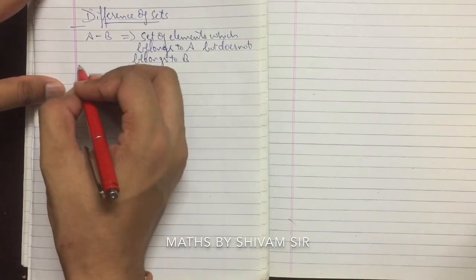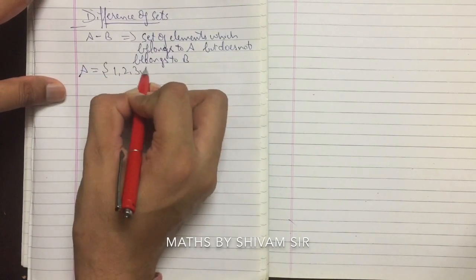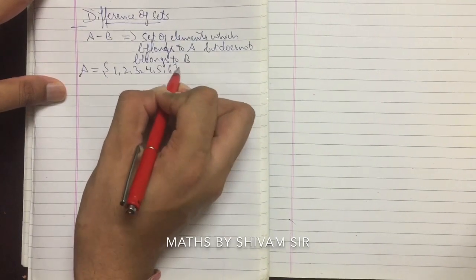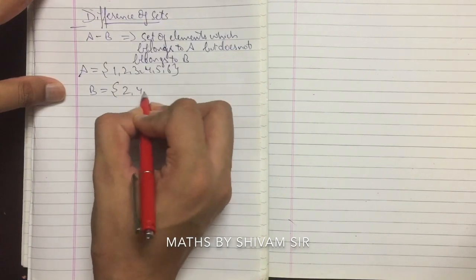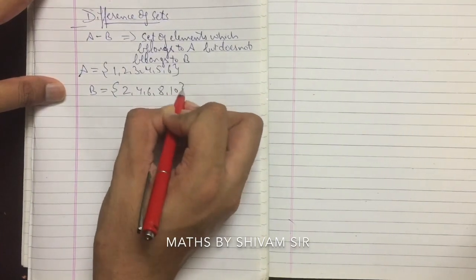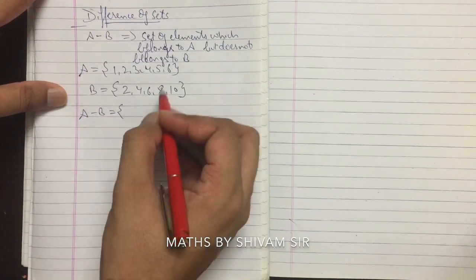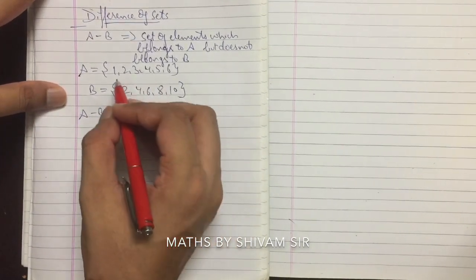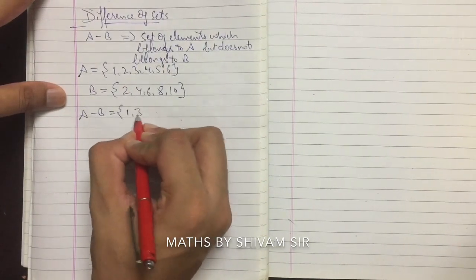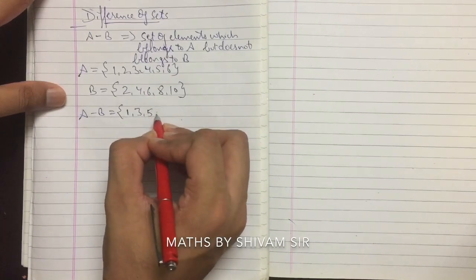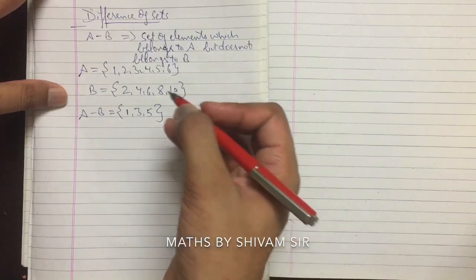Let's say, for example, A is a set having elements 1, 2, 3, 4, 5, 6, and B is a set 2, 4, 6, 8 and 10. So A minus B will be a set of elements which are available in A but not in B: 1, 3, 5, that's it. So {1, 3, 5} will be A minus B.